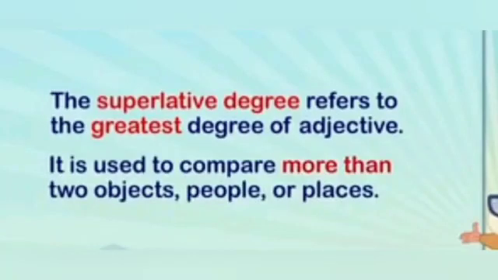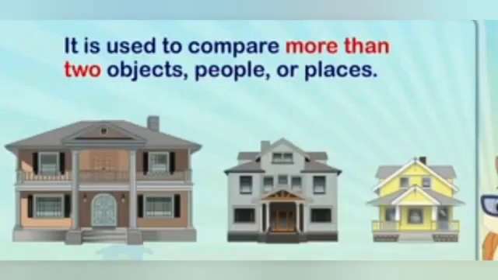Now, children, next we will know what superlative degree is. The superlative degree refers to the greatest degree of the adjective. It is used to compare more than two people, objects, or places. For example, his house is the biggest of all. Children, I hope you understood the three degrees of comparison.